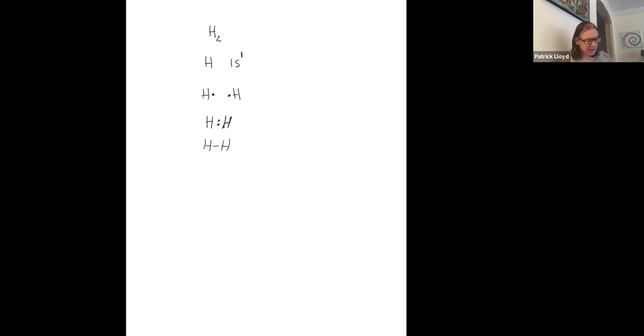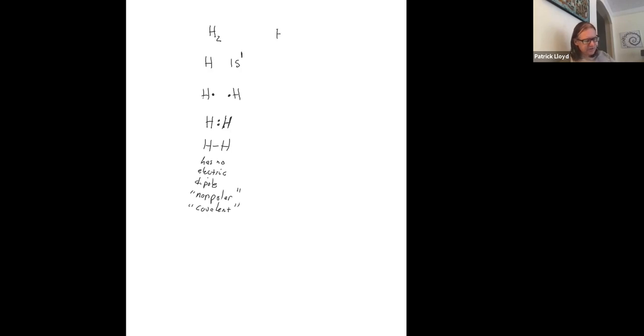It turns out that this molecule has no electric dipole. Okay, we call it nonpolar, or we just call it covalent. You'll see both terms out there. Nonpolar or just covalent. Same thing with F2.